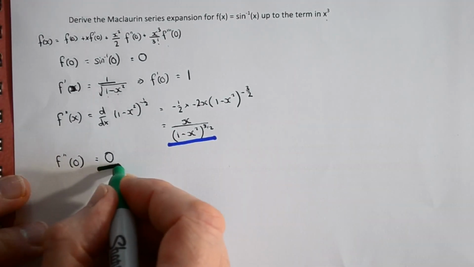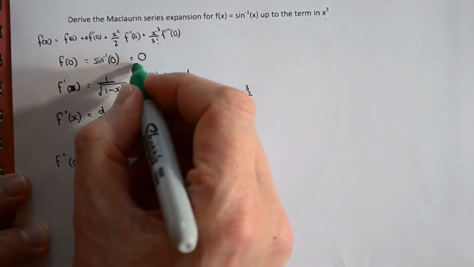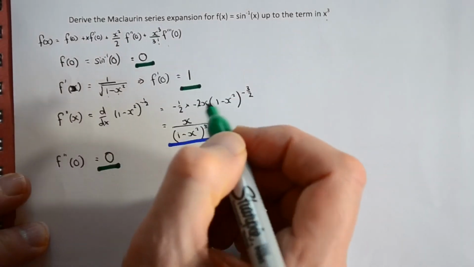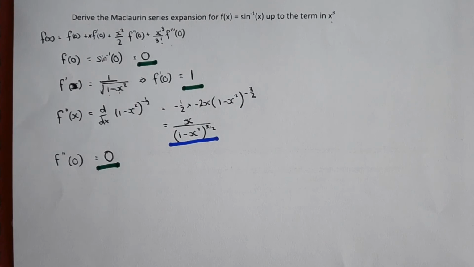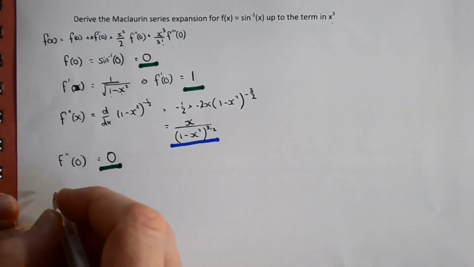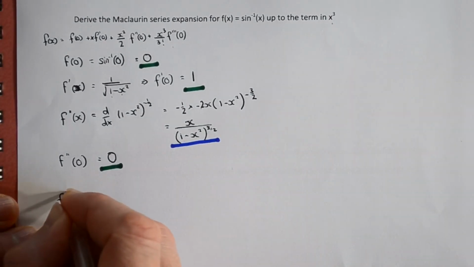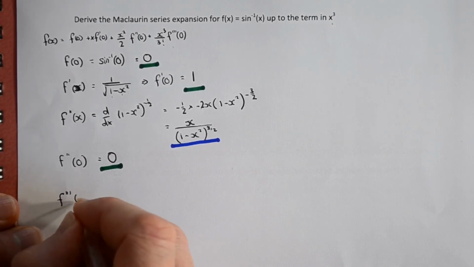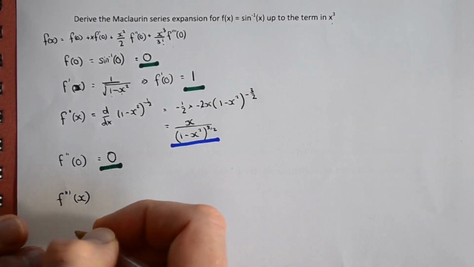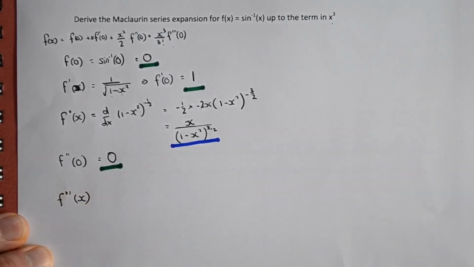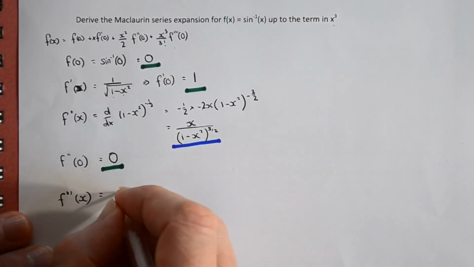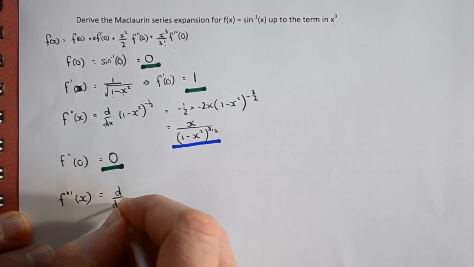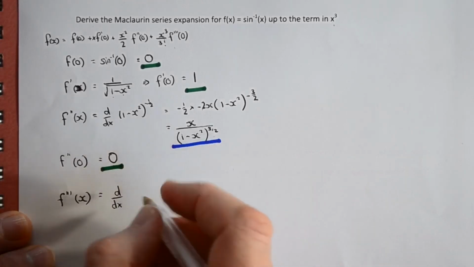So the values we're after here are 0, 1 and 0. So we just need to find out one more. We want the third derivative of x first of all, then we'll find the third derivative of 0. And so we're going to differentiate this.